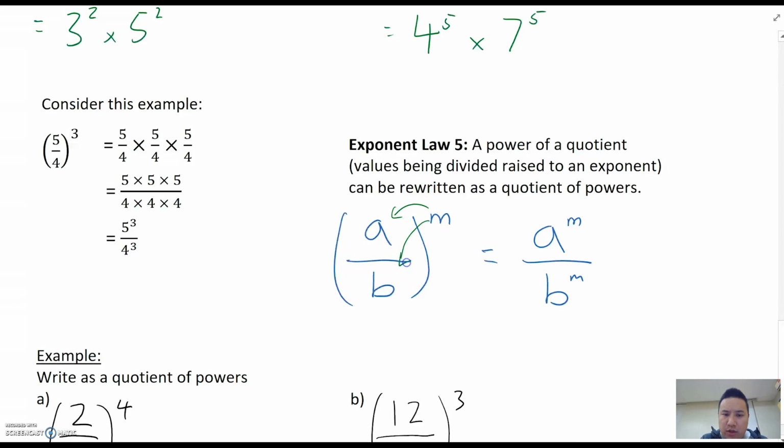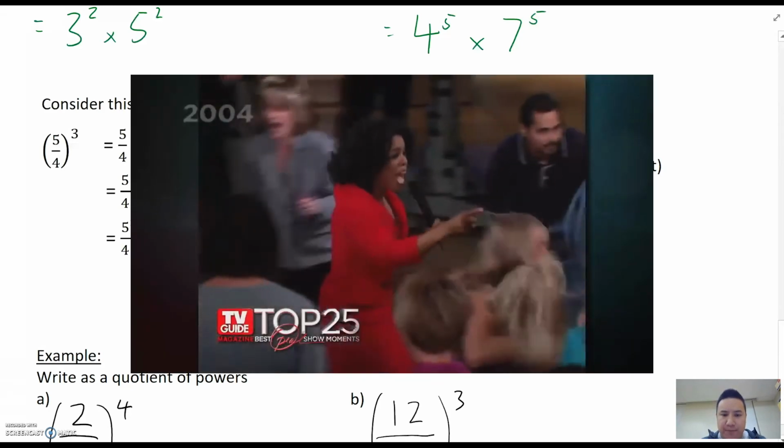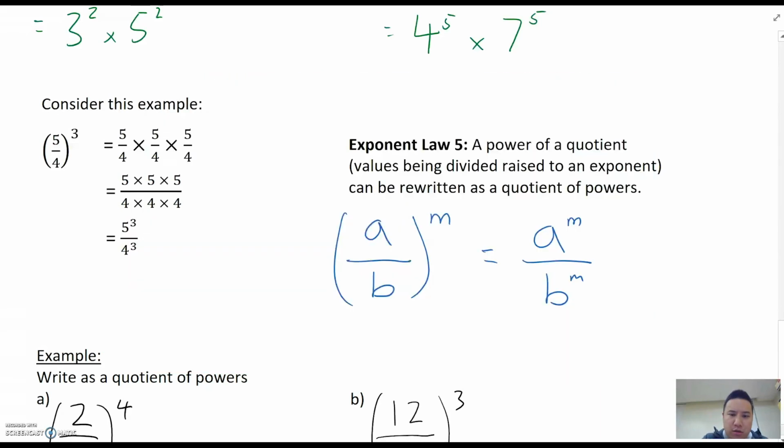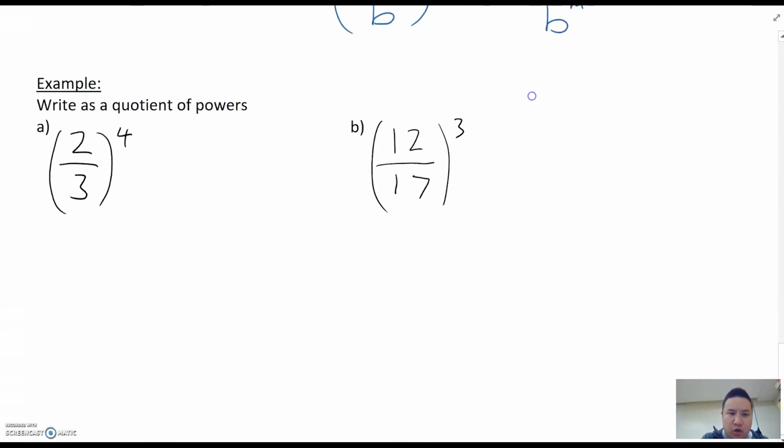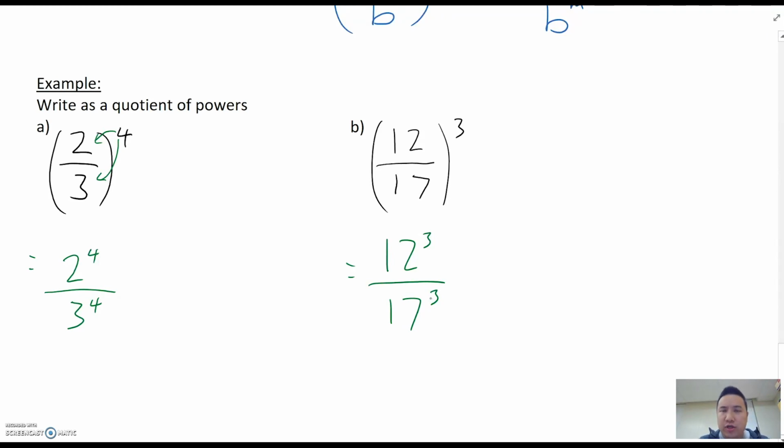You get an m. You get an m. Okay? Everybody gets an m. Everybody gets a car! So let's do some quick examples, and then I'll give you guys your homework assignment. So here we go. 2 over 3 to the power of 4. Okay, you guys should be able to do this in your sleep now. You get a 4. You get a 4. So you get 2 to the power of 4 and 3 to the power of 4. Okay, and that's how we end up with a quotient of powers. 12 over 17. The whole thing is to the power of 3, right? So you get a 3. 12 to the power of 3. You get a 3. 17 to the power of 3. And there you go. We're done.